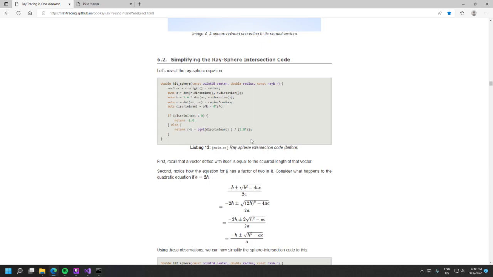Yeah, that's the equation we have, and recall that a vector dotted with itself is equal to the square length of that vector. Notice how the equation for b has a factor of 2 in it. Consider what happens to the quadratic equation if b is equal to 2h. If b is equal to 2h, okay.